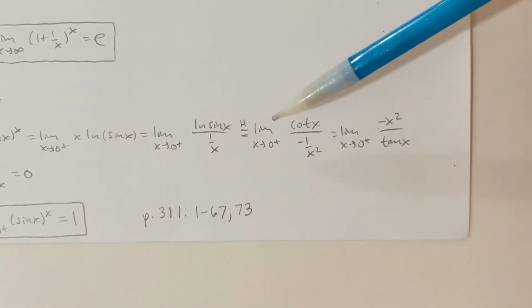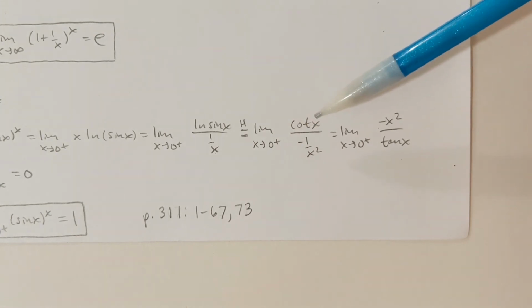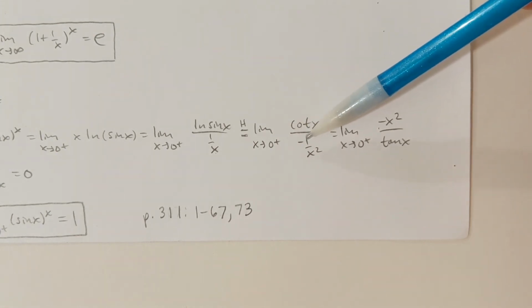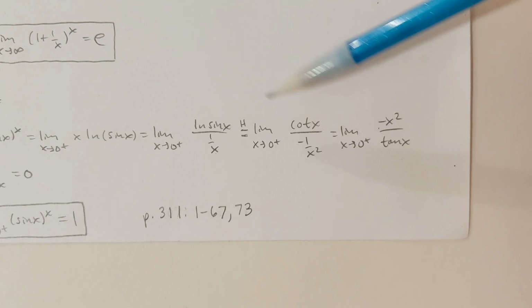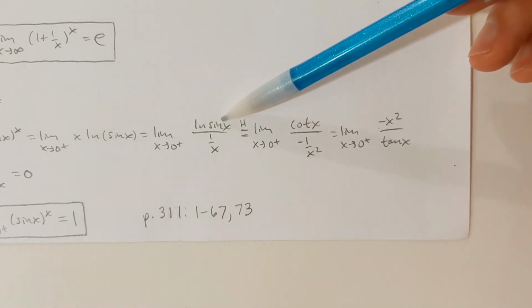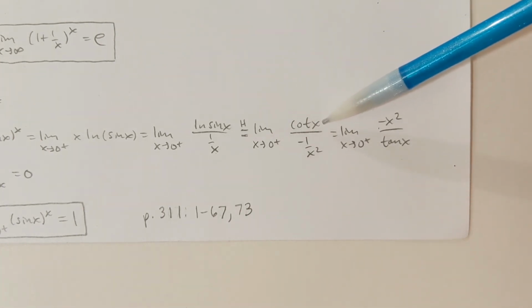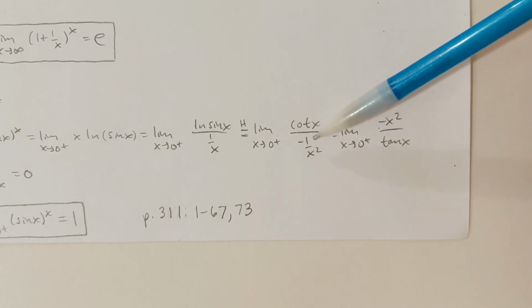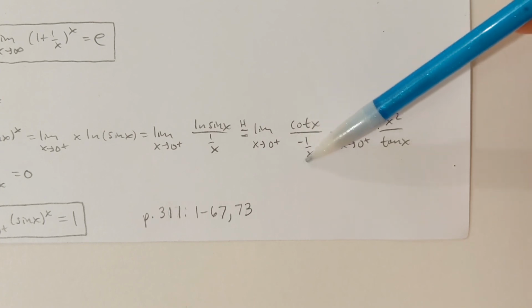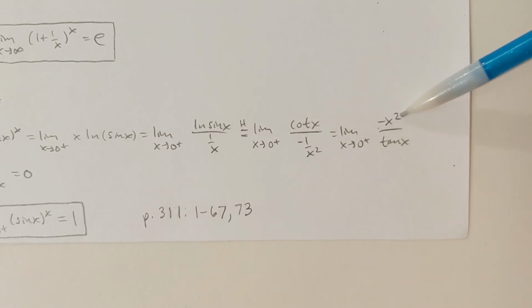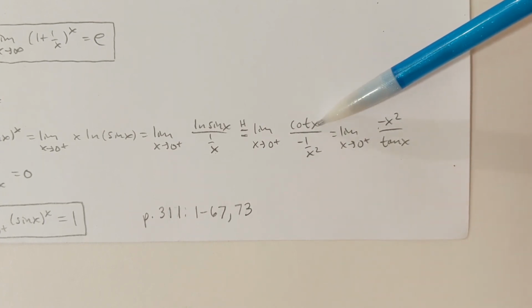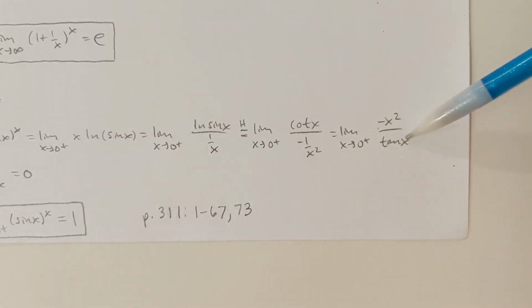So I've done that. You've got the limit as x approaches 0 from the right. The derivative of the bottom would be negative 1 over x squared. The derivative of the ln of sine x would be 1 over sine x times the derivative of sine x, that's cosine x. Cosine x over sine x is cotangent x. And, okay, I'm going to go ahead and flip the denominator, so I've got a negative x squared there in the numerator. Cotangent x, that's the same as 1 over tangent x.